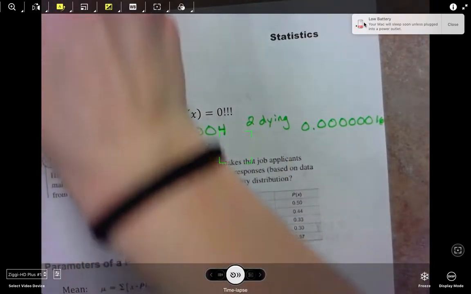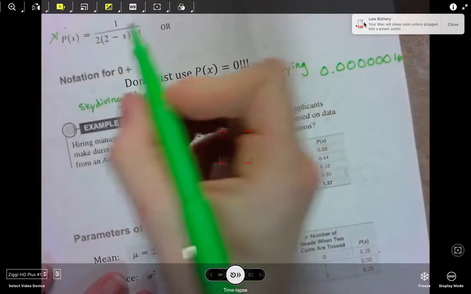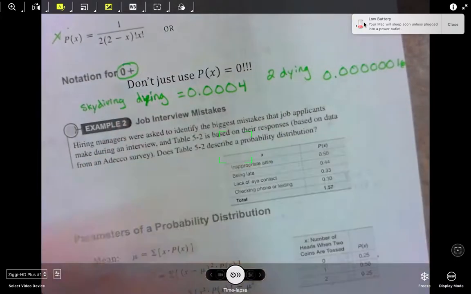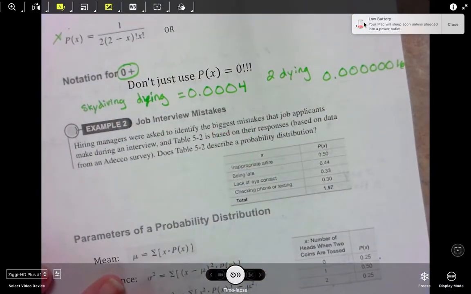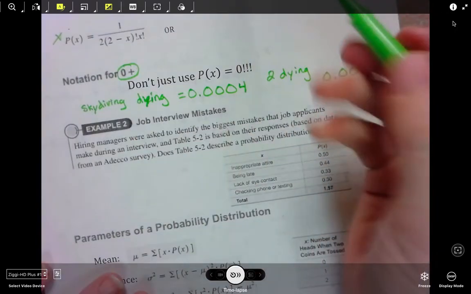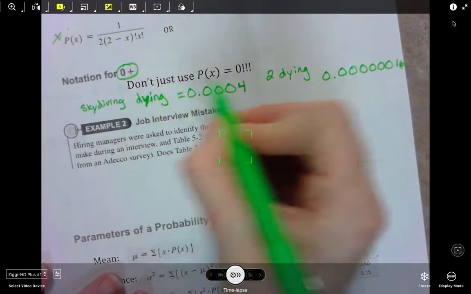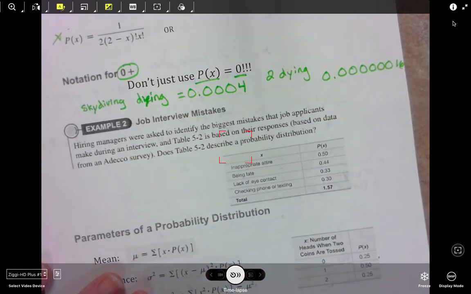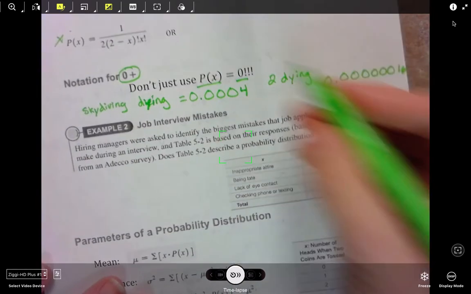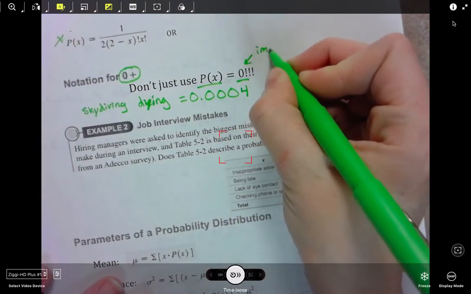Okay. So rather than writing out all those decimals, we can say that that's zero plus. It's so close to zero that it doesn't even really matter. Okay. So close to zero. Now, don't say that the probability is zero. Okay. Because probability of zero means it's impossible. It's not impossible.